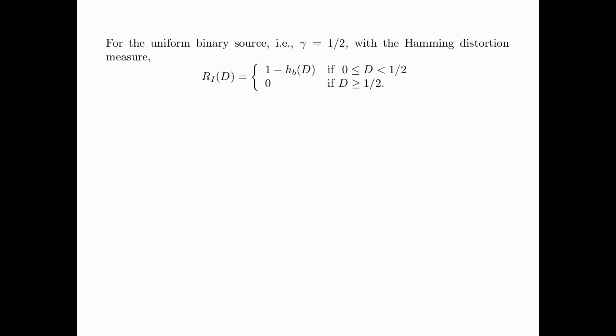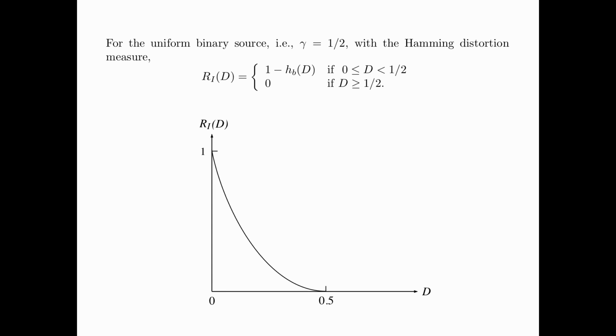Now for the uniform binary source, that is the case when gamma is equal to 1/2, with the Hamming distortion measure, the information rate-distortion function is equal to 1 minus h_b(d) if d is between 0 and 1/2, and is equal to 0 if d is greater than or equal to 1/2. And this is shown in the following figure.